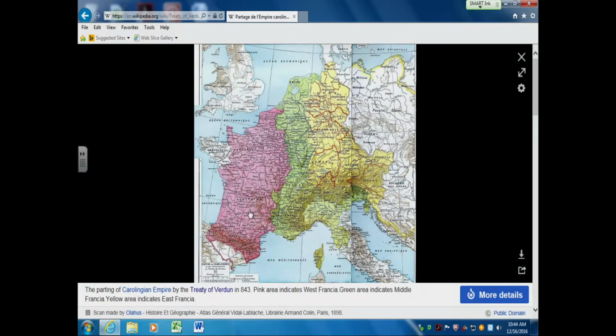Okay, one of his sons gets the west, one of his sons gets this middle part here, Italy, and a sliver running all the way up to the North Sea, and then another of his sons here. After this point, this is when the practice of primogeniture comes in.